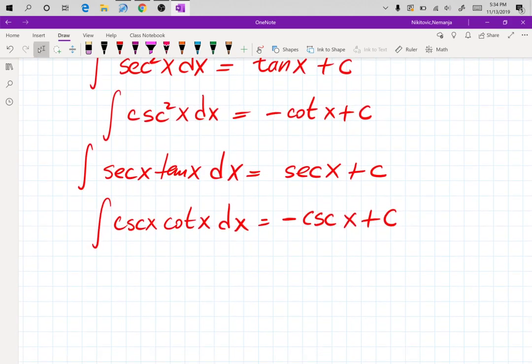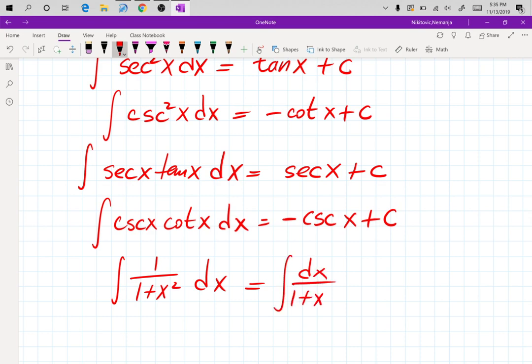Now we have a very important integral for Calc 2. You got to star this one. I mean, all of these are important for Calc 2. Integral of 1 over 1 plus x squared dx, also written as integral of dx over 1 plus x squared, is the inverse tangent one: inverse tangent x plus c.